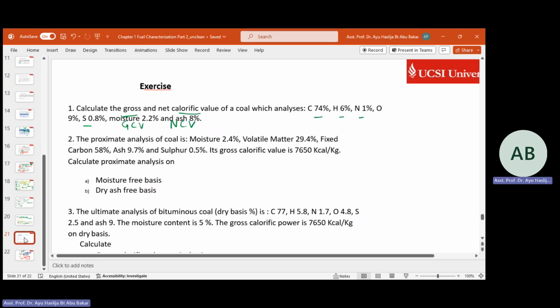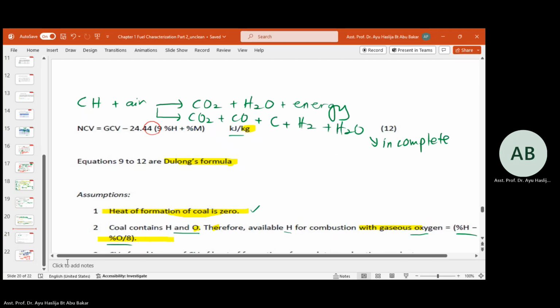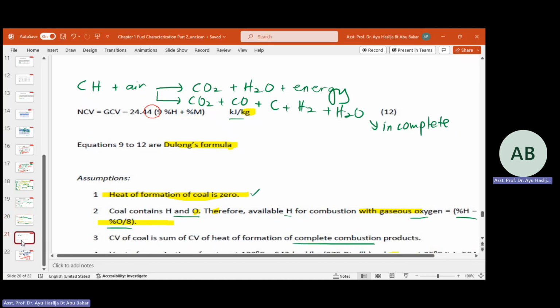But 30 something. Got the value? It has it. This is approximately it. Okay. So from here, we can see that GCV is higher than NCV. Okay, now second question.